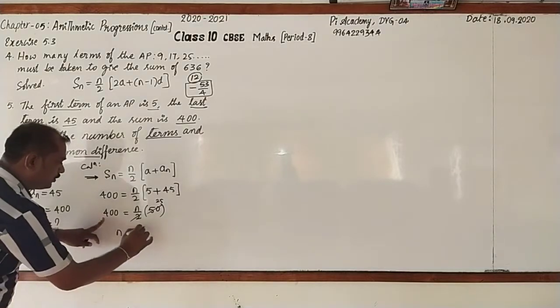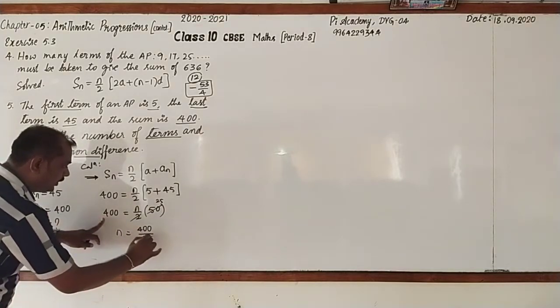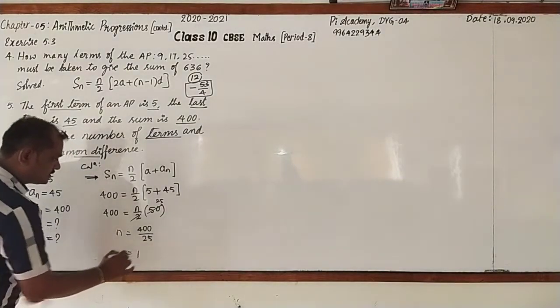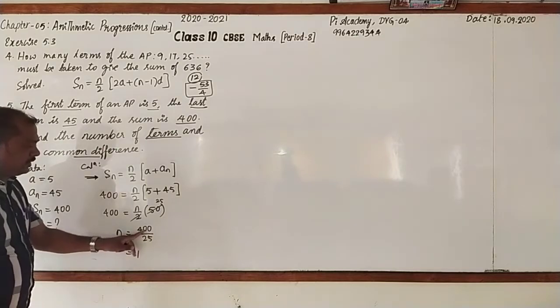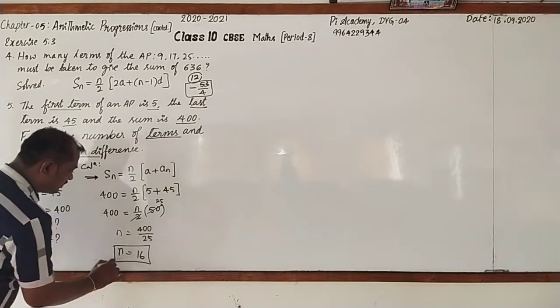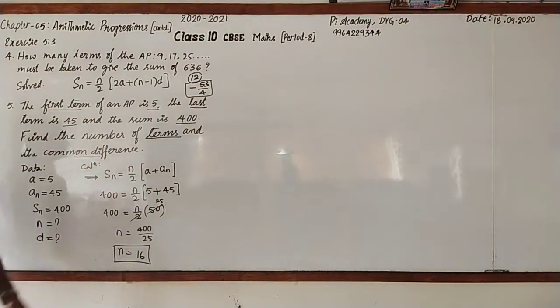n is equal to 400 by 25. 25, how much are? 25 ones are 25, 15 will remain. It becomes 150, 25 sixes are 150. So therefore, the number of terms, that is n is 16. Got it? Next we have to find out the common difference. How? We know the first term, last term and number of terms. Then we can find out the common difference by using the formula an. Here I write.